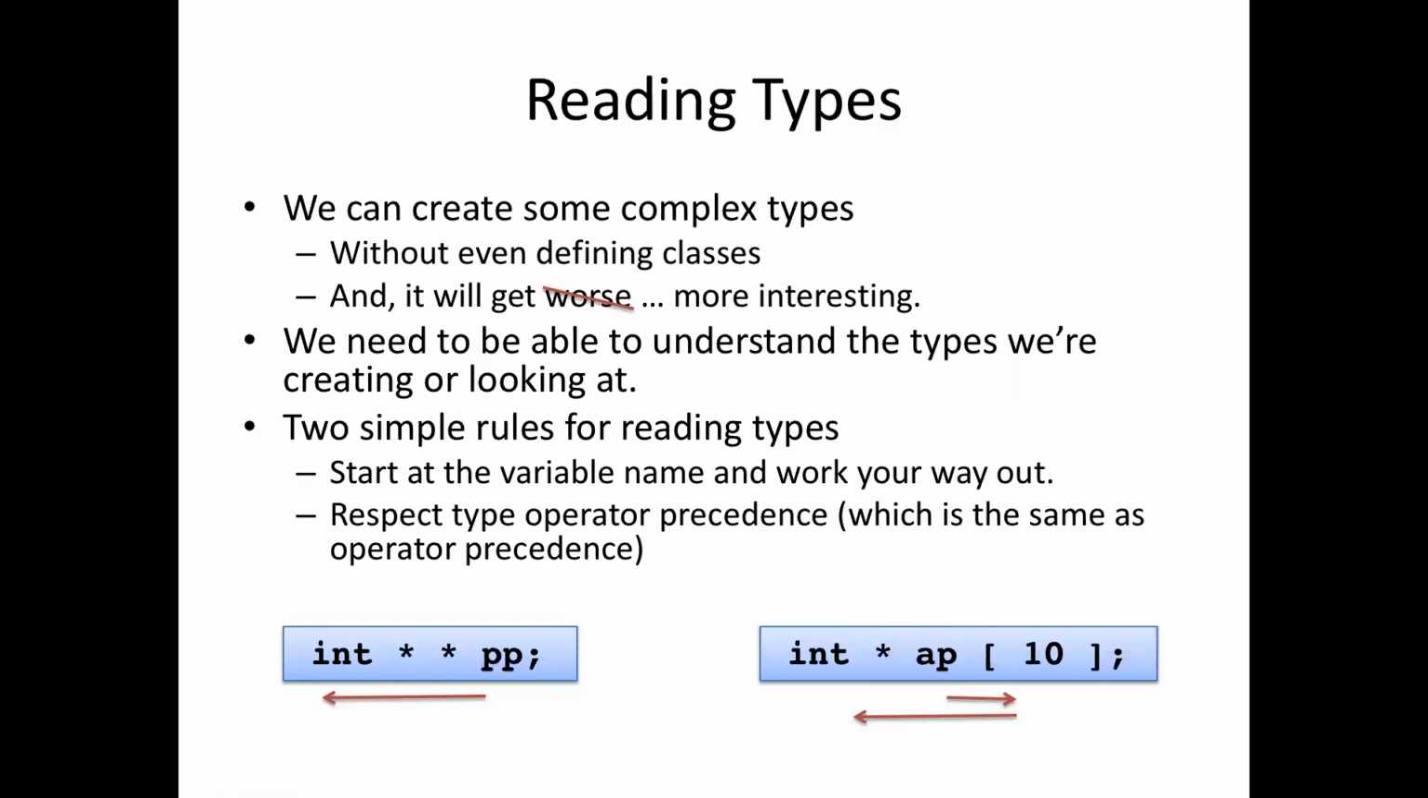And if you remember from a couple of slides ago, square brackets, array indexing, has higher precedence than star. So it would go first. AP would be an array of 10 pointers to ints. And with these arrows down here, I'm trying to show what I'm doing with my mouse. I'm starting at the name of the variable and I'm working my way out, respecting the precedence of the type operators. Questions before we move on?